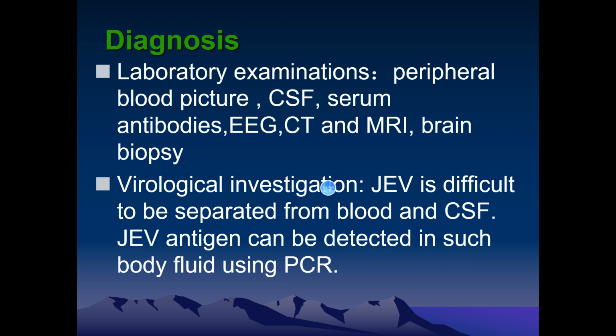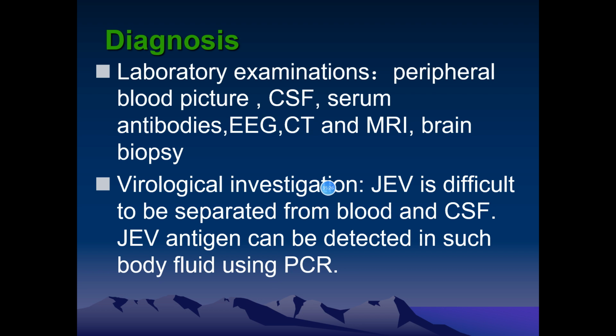And the third is the laboratory examination. The first one is the peripheral blood picture. It shows a moderate leukocytosis with neutrophils and mild anemia. Serum antibodies can show a significant rise with paired samples from the acute and convalescent stages, with ELISA, hemagglutination inhibition, and complement fixation.